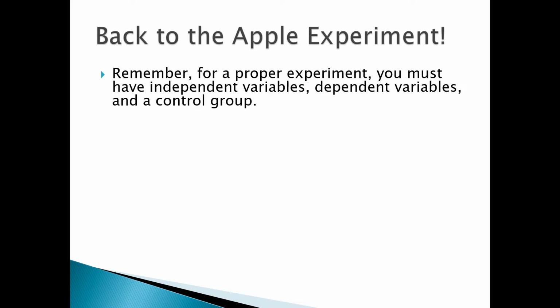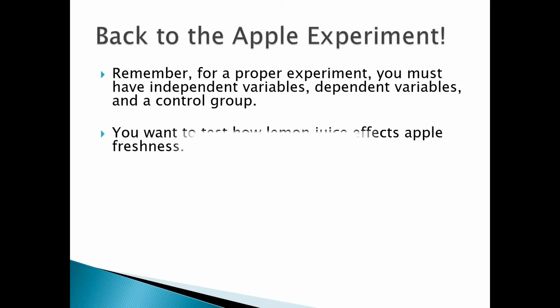For a science experiment, we talked about how it needs to be quantifiable. You need to have data. You need to be able to recreate it. You need to be able to explain it and analyze it. So if you don't have independent, dependent, and control group variables, you're not going to know what you're doing.